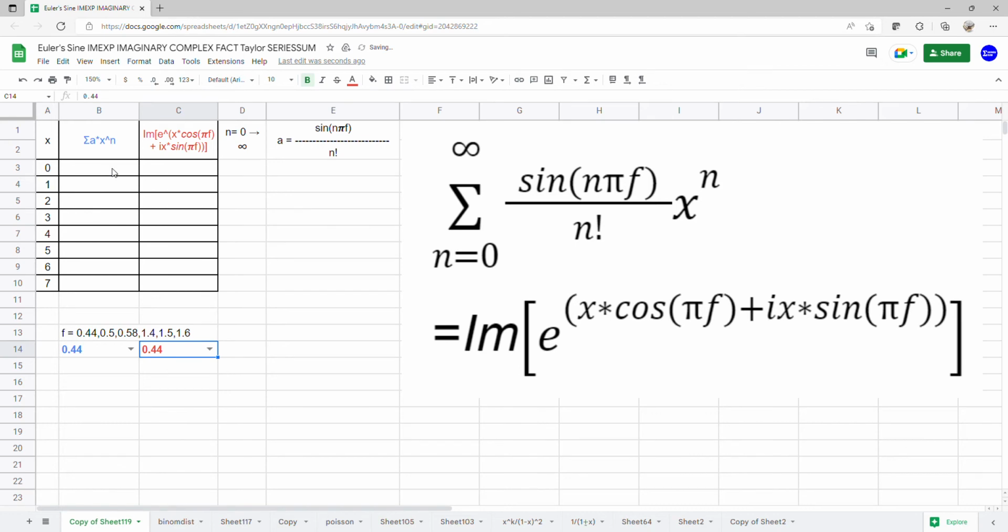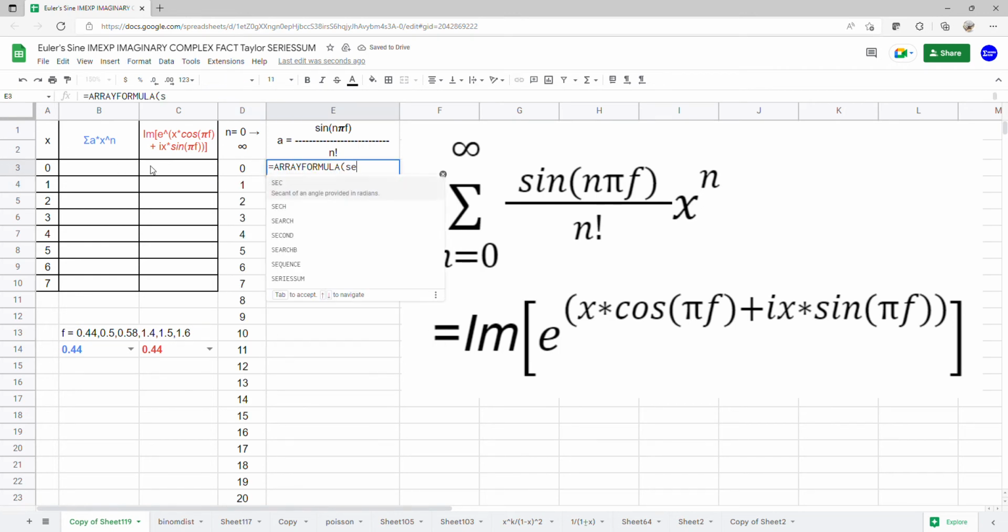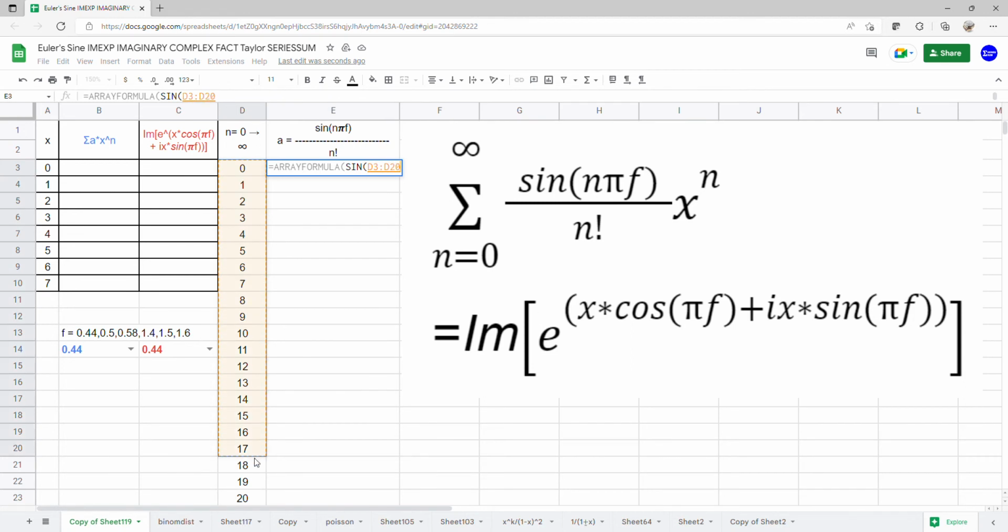And we continue with the Taylor series expansion, which is the summation of a times x to the power n, where n starts from 0 to infinity. And the value of a is equal to array formula sine. That's sine n pi f. So n times pi times f. That's the numerator, divided by factorial n.